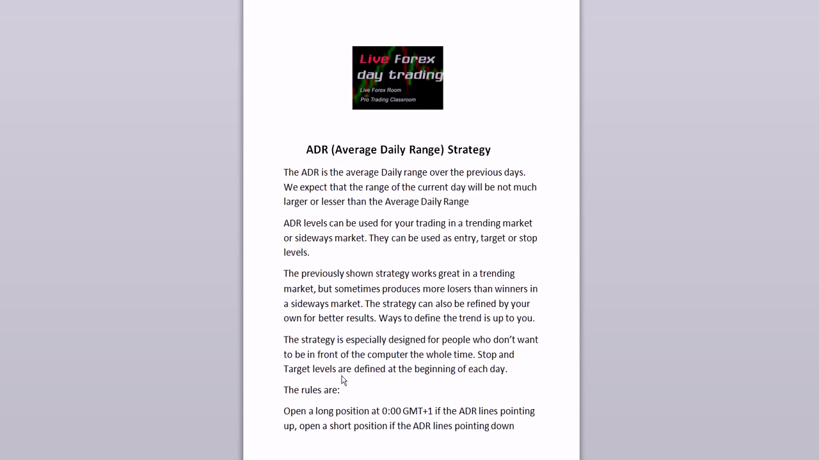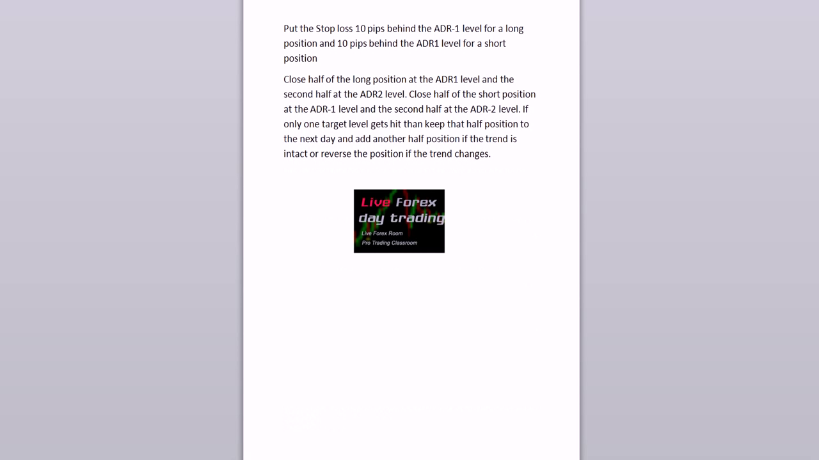We open a long position at the beginning of the day if the average daily range line is pointing up, or open a short position if the average daily range line is pointing down. We put the stop loss 10 pips behind the average daily range level -1 for long position and 10 pips behind the average daily range level 1 for short position. And we close half of the long position at the average daily range level 1 and the second half at the average daily range level 2. On the other hand, we close half of the short position at the average daily range level -1 and the second half at the average daily range level -2.